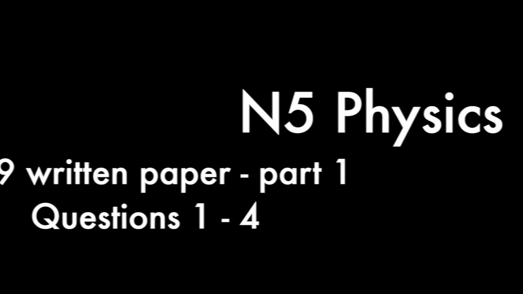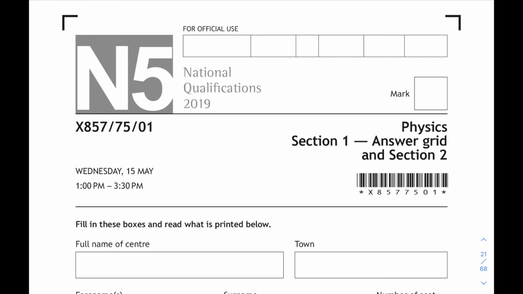Okay, hi everybody. A wee bit of a change from the usual multiple choice papers. We're going to have a little look at the 2019 written paper. That's section 2 in the National 5 physics paper. It's a 2.5 hour paper in total, so it's a pretty long slog.